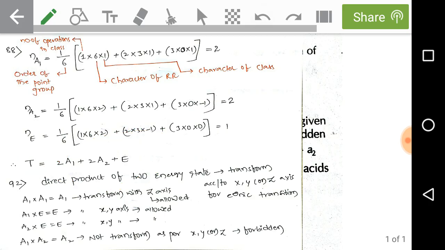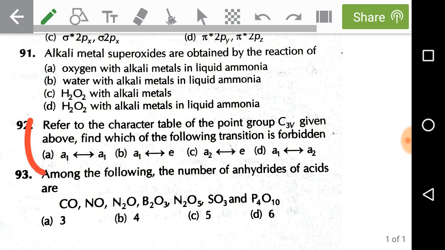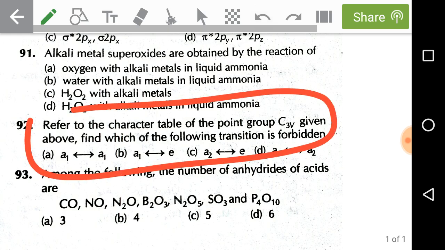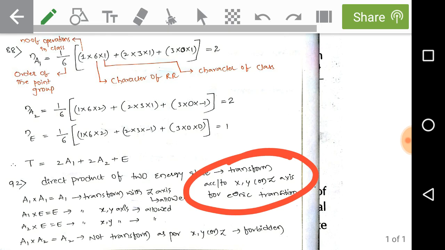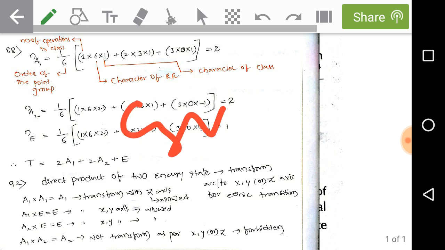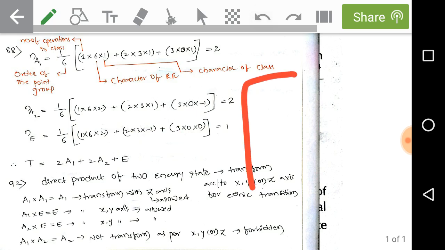Next question, 92nd question. Refer to the character table of the point group C3V given above. As we saw in the previous character table, the C3V character table, find which of the following transitions is forbidden. To know that, we simply need to take the direct product of two energy states. By taking the product of two energy states, they transform according to the x, y, z axes for electronic transitions, which you can see in the C3V character table on the right side of it.